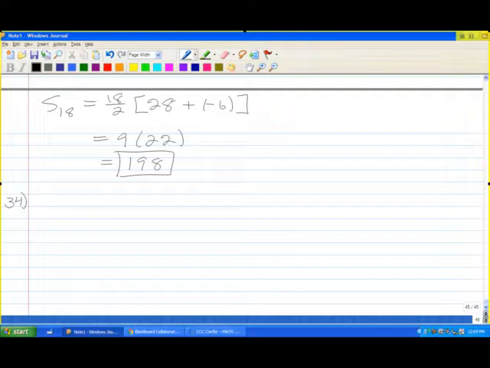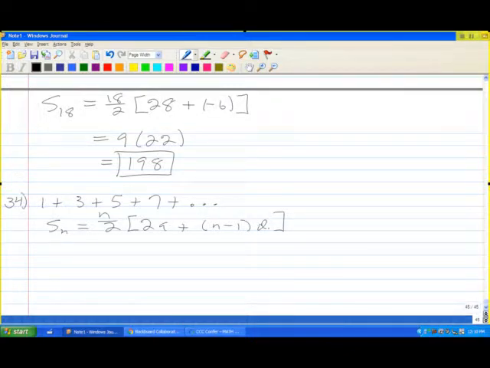Okay, so in exercises 34 through 36, find a formula for the sum of the first n terms of an arithmetic series whose first few terms are given. 1, 3, 5, 7. Okay, and so I want to find the formula for the sum of the first n terms. Well, I know that the formula is given as follows. And so let me do this.